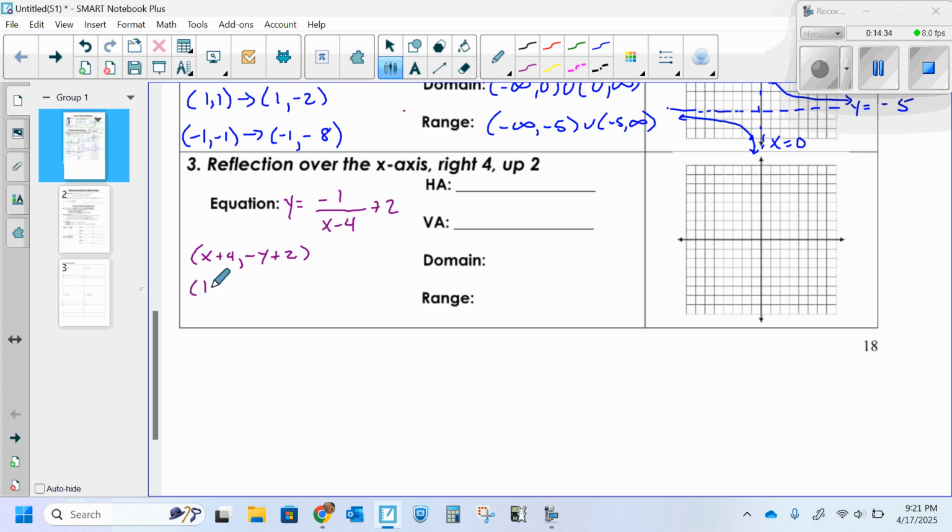We'll find the new points first. Okay, so add 4, so that's 5. -1 plus 2 is 1. -1 plus 4 is 3. -1 times the -1 is 1. 1 plus 2 is 3. So our new points, not parent points, our new points are 5, 1, and 3, 3. If it went up 2, you have a horizontal asymptote at y equals 2. It went right 4, so you have a vertical asymptote at x equals 4.